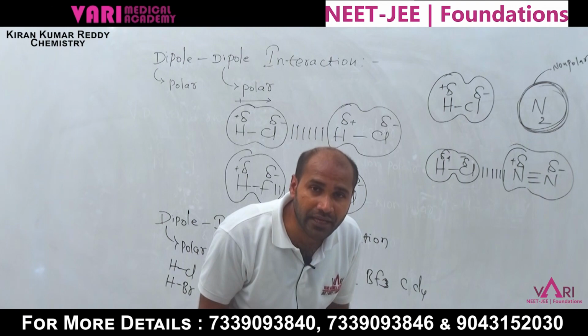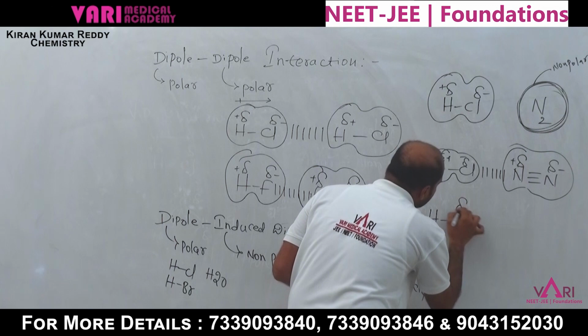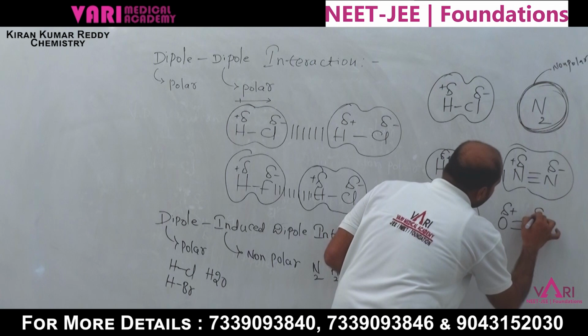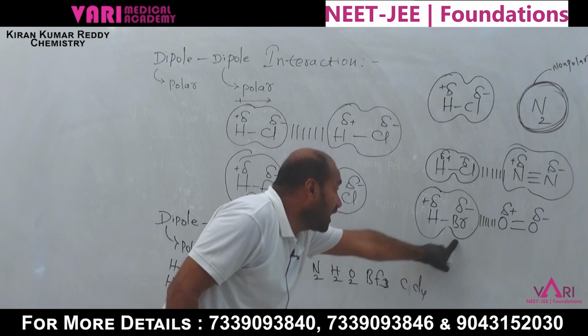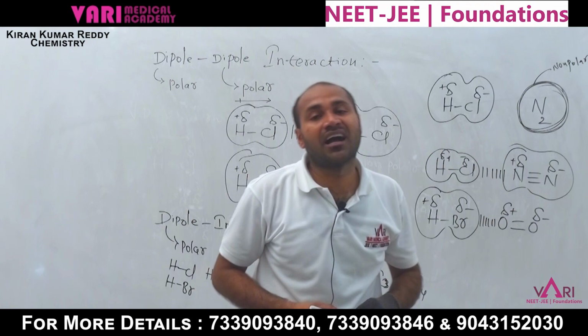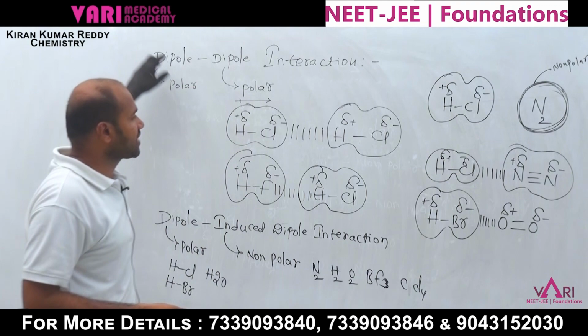Dipole induced dipole interaction. Another example we can take is HBr. HBr here is negative, here is positive. Now this one is another molecule, I am taking O2, oxygen and oxygen. Here is positive, here also negative. This type of interaction is called dipole induced dipole interaction. What is dipole induced dipole interaction? One polar molecule and one non-polar molecule interacting is called dipole induced dipole interaction. Understand? Dipole-dipole interaction, dipole induced dipole interaction.